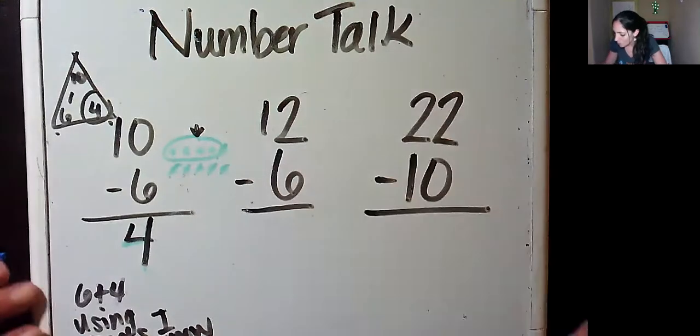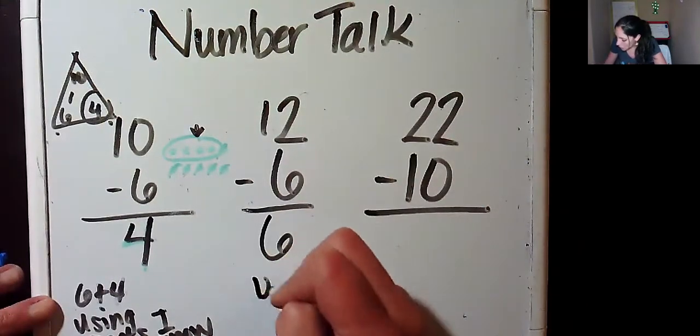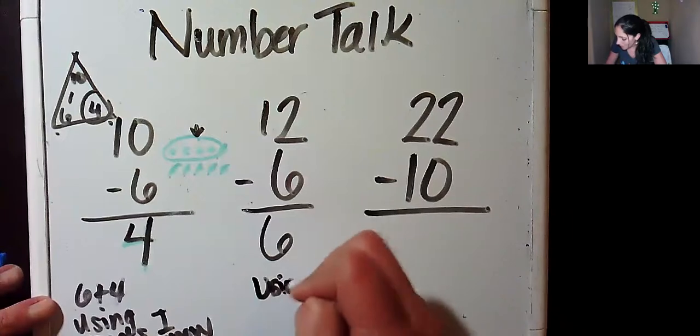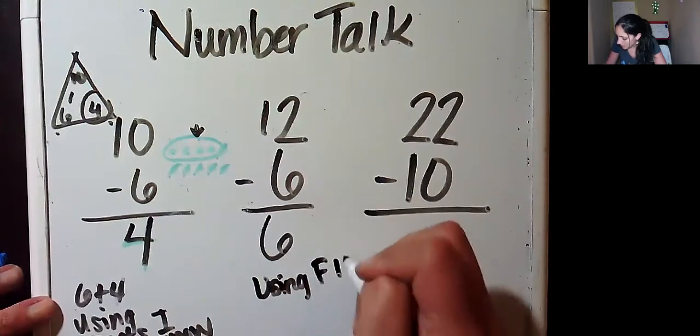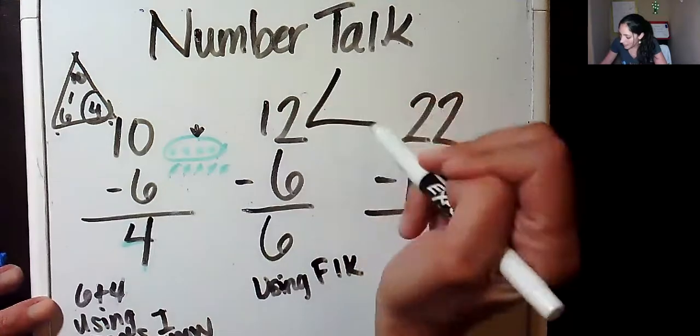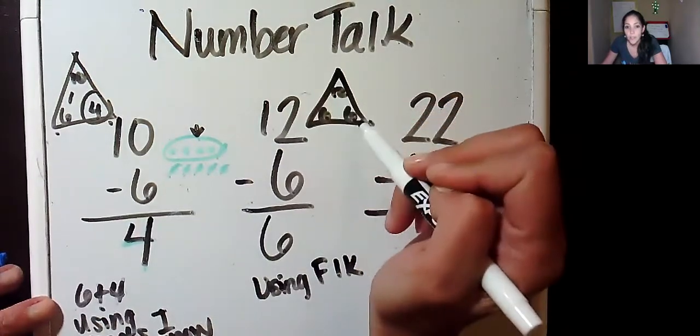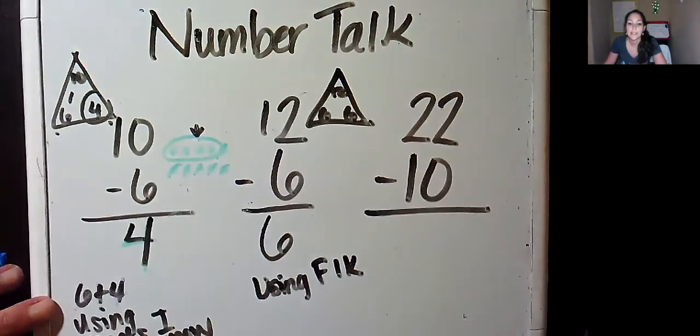6 are left. So 12 minus 6 is 6, but that's another one for me that would be using facts I know, because I'm just going to go F-I-K for facts I know. I know that 6 plus 6 equals 12. So because I know that, 12 minus 6 is 6.